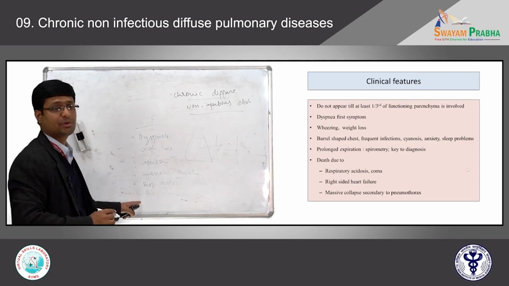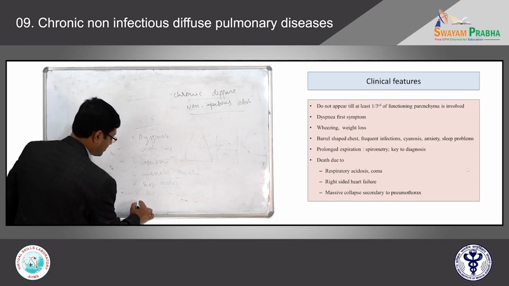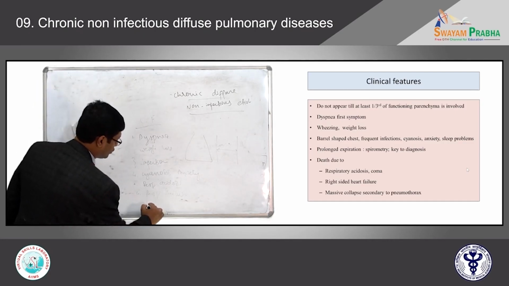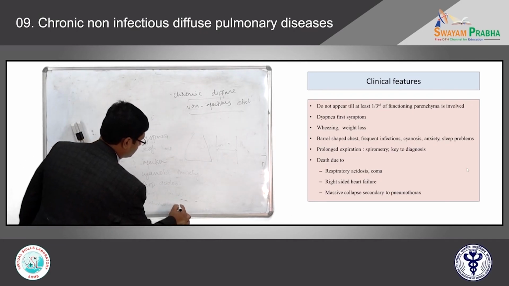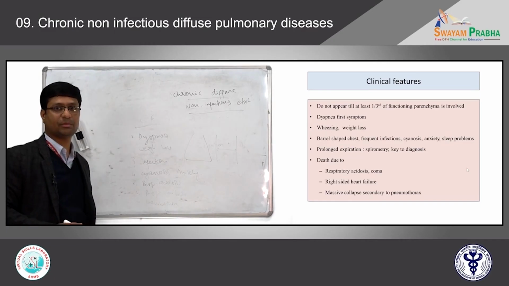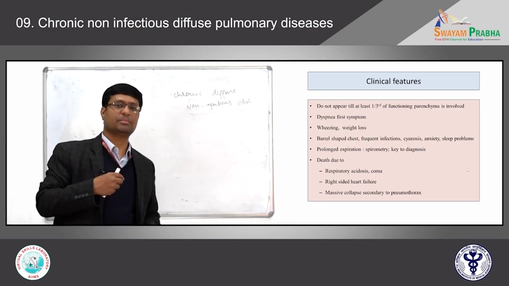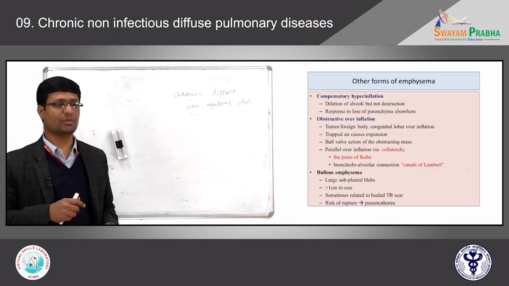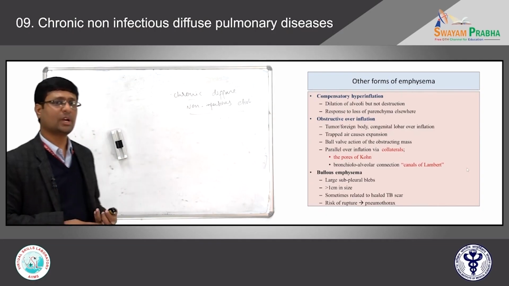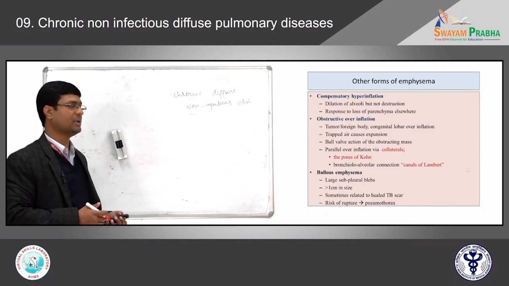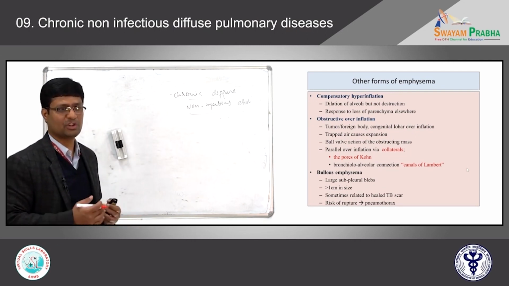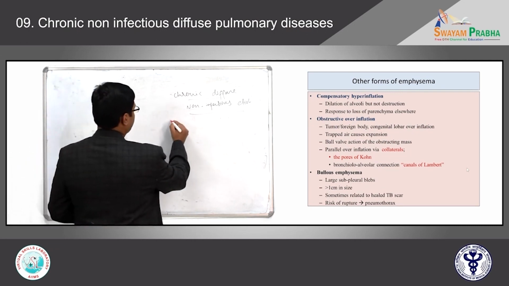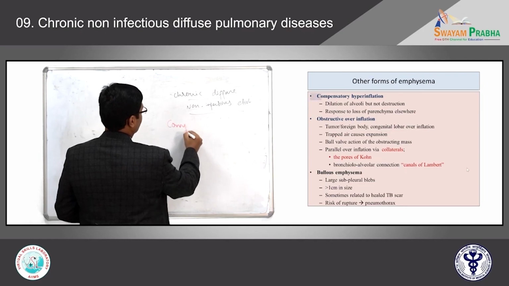The patient may present with respiratory failure. The patient may present with sudden onset of pneumothorax, tension pneumothorax, because of bullous emphysema. Okay, so these are the important clinical features that all of you should remember. Along with that, before I conclude about emphysema, there are some other important terminologies that you should remember. What is compensatory hyperinflation?